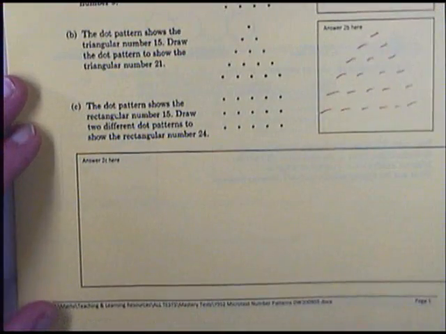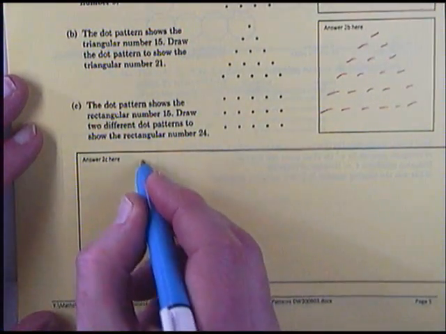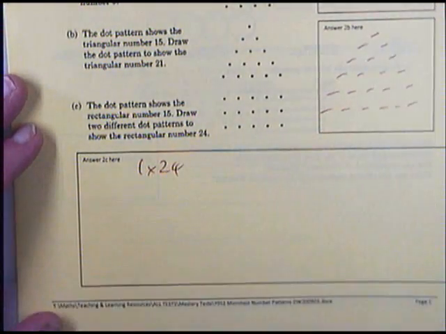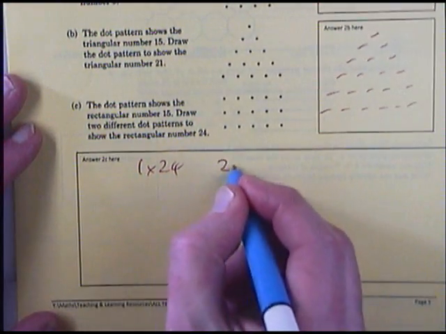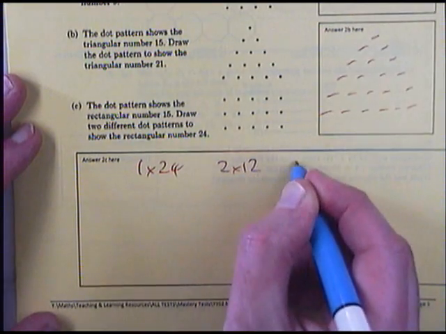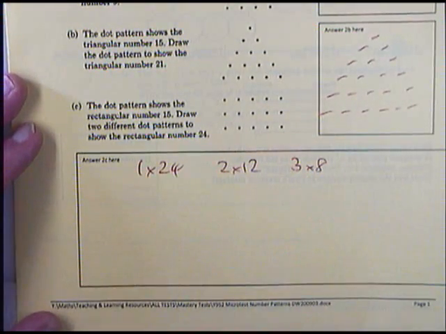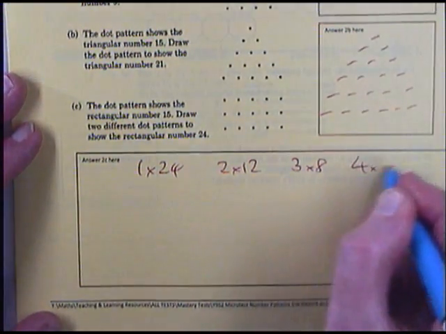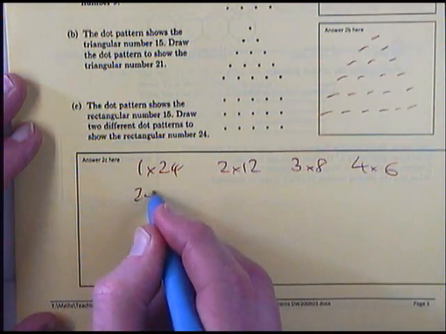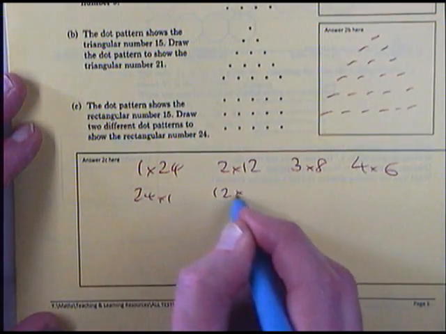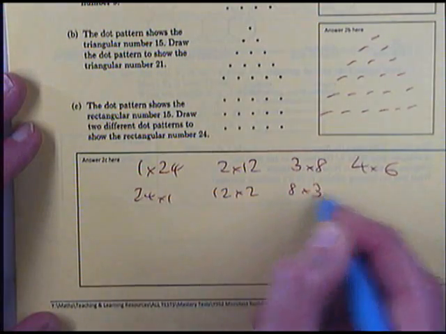Down here, there are various ones you could have. I'm just going to write them in. You could have 1 by 24. You could have 2 by 12. You could have 3 by 8. You could have 4 by 6. Or you could have them the other way around. I think James did one big one, okay.